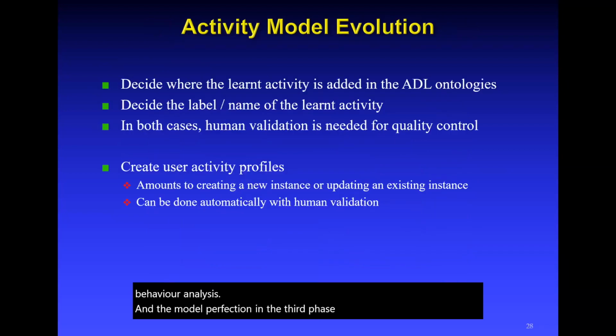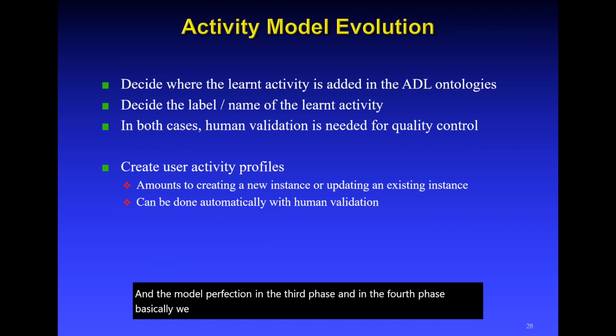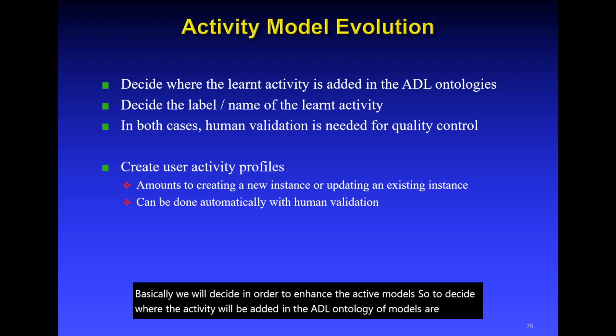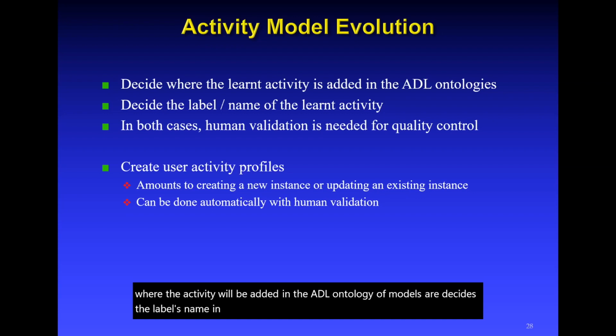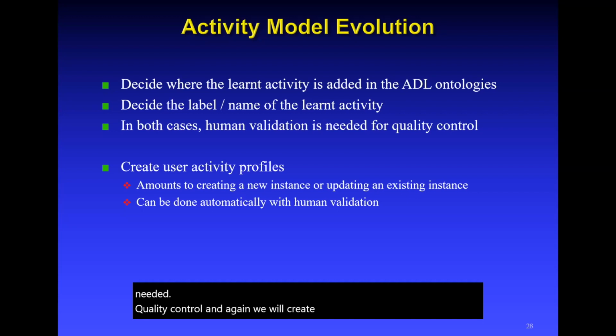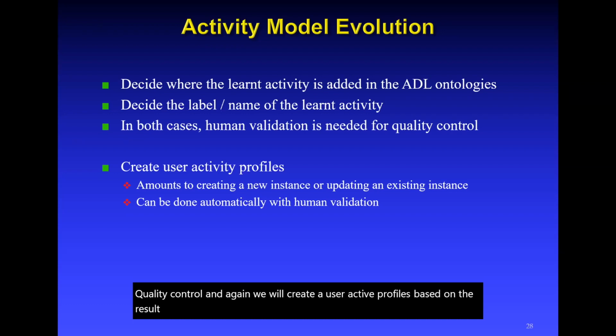And in the fourth phase, basically we will decide how to enhance the activity models. Yeah. So to decide where the learned activity will be added in the ADL ontology or models, and decide the labels, the name, of the learned activity. But in both cases, human validation is needed for quality control. Yeah. And again, we will create user activity profiles based on the results from learning the labeled activity traces. Yeah. So learn the unique way or patterns a user does something.